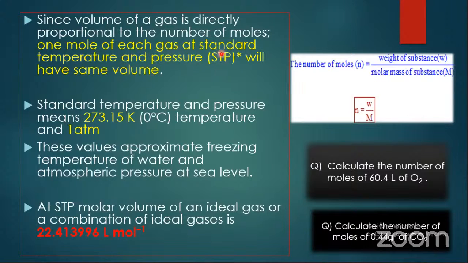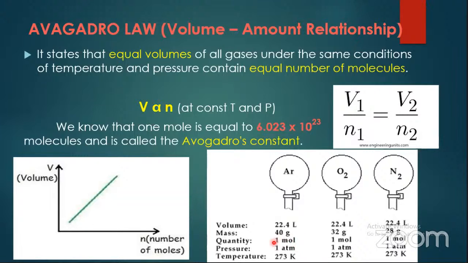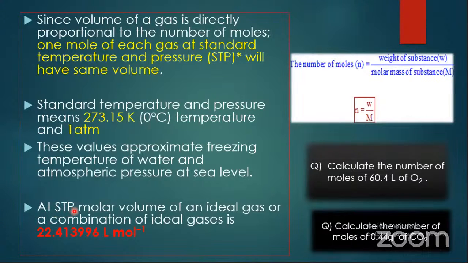So 1 mole of any gas at STP will have the same volume. At STP, molar volume of any ideal gas or any combination of ideal gases is occupying 22.4 liters. Remember, in the last slide we have also seen 1 mole of 3 gases taken, at what temperature and pressure? At STP conditions, 1 atmosphere pressure and 273 Kelvin. At STP conditions, 1 mole of any gas is occupying how much volume? 22.4 liters. Understood? This means per mole, 1 mole of any gas occupies 22.4 liters.